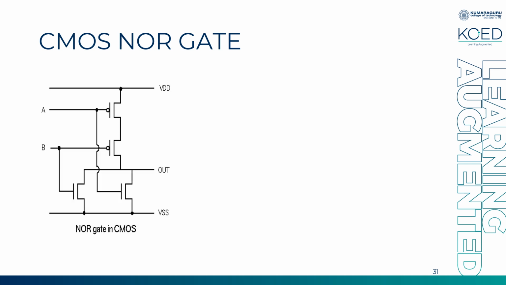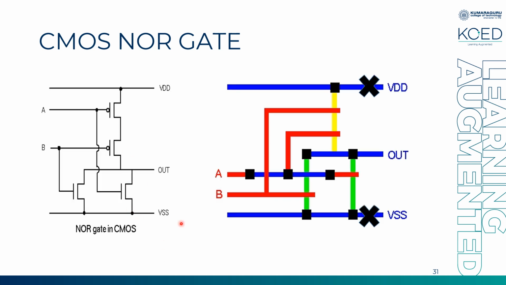So this is my CMOS NOR gate. This is my stick diagram. I told you already, the stick diagram can be drawn in any way. When I draw the stick diagram it will be different, when someone else draws the stick diagram it will be different.